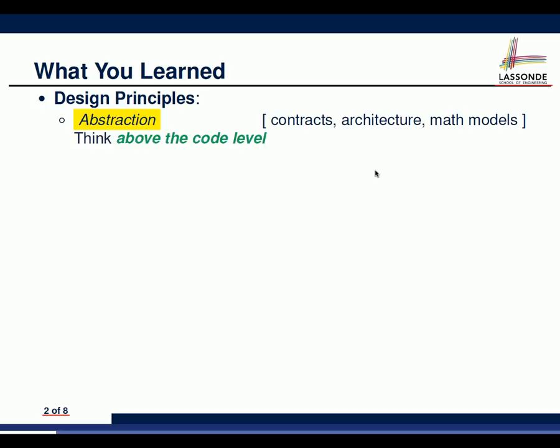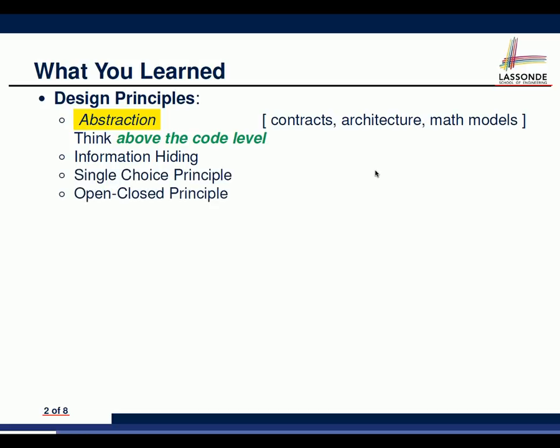Okay, and we're going to think about the code level. Not just the code, but more about design. Again, this course is about design. Information hiding, single choice principle, open close principle, uniform access principle, just to name a few that we talk about in this course. Hopefully when you graduate from this course, at least you know what these principles are when you go to your job interview.